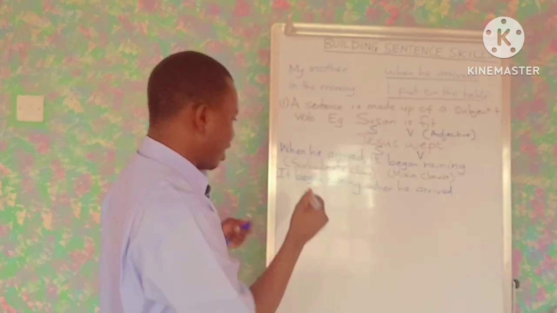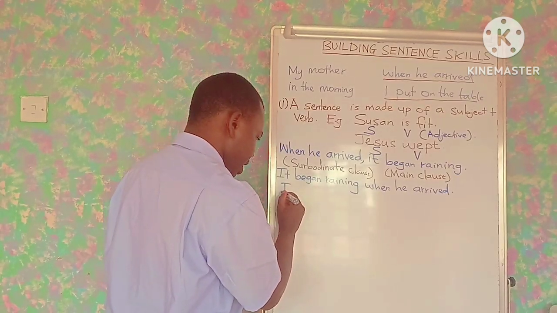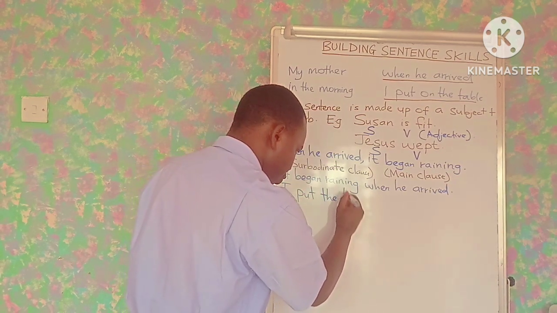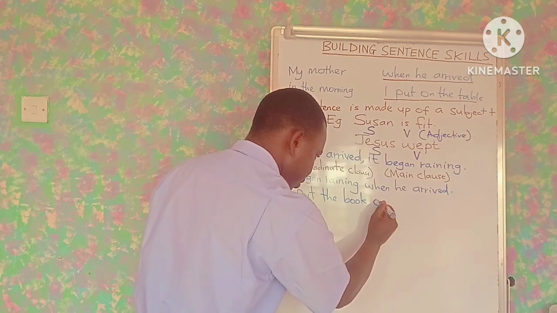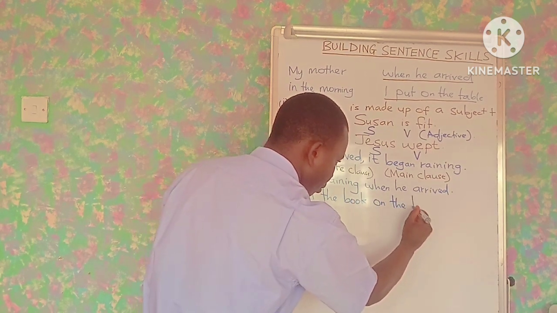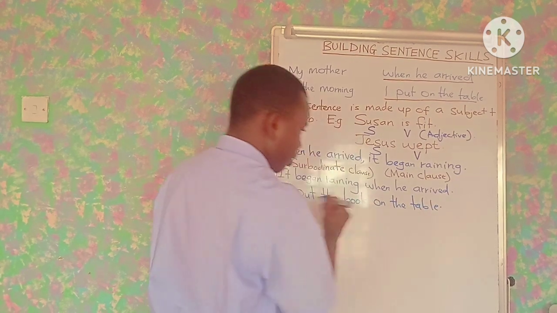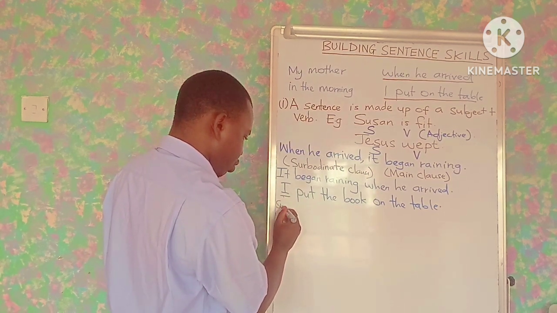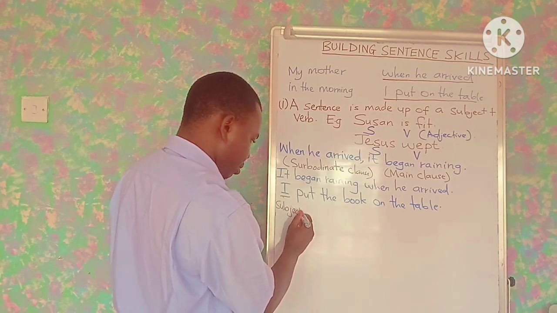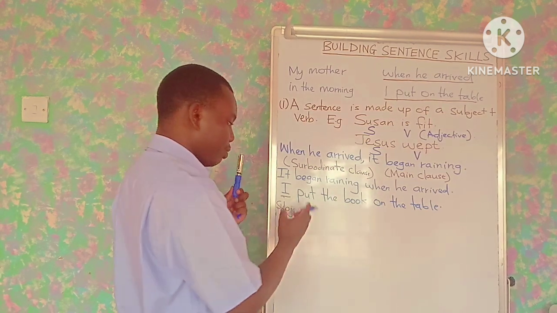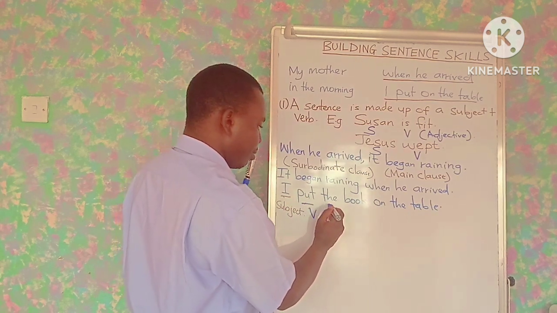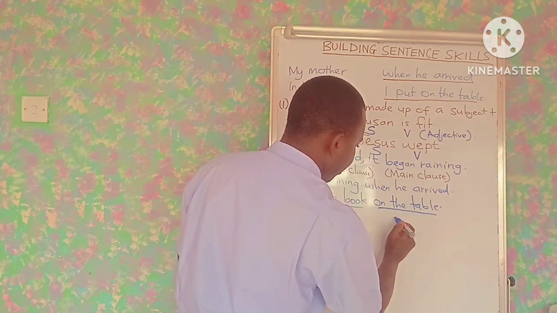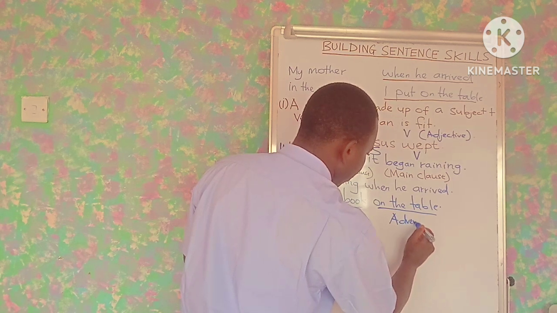For instance, we can say, I put the book on the table. So I is the subject, and then put is the verb, the book is the object, and then on the table is the adverb of place.